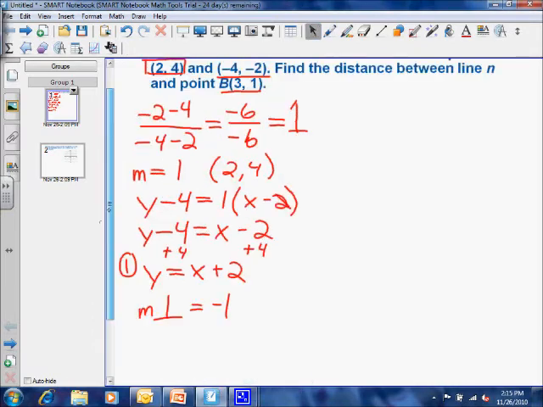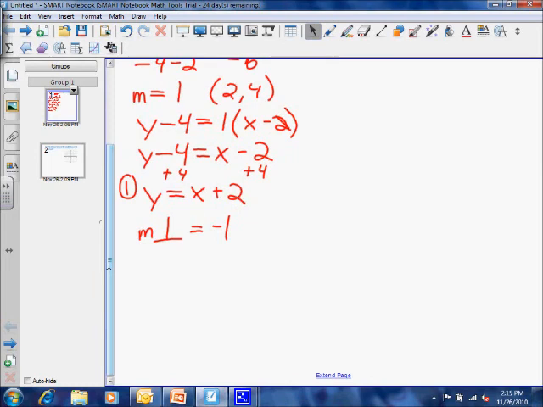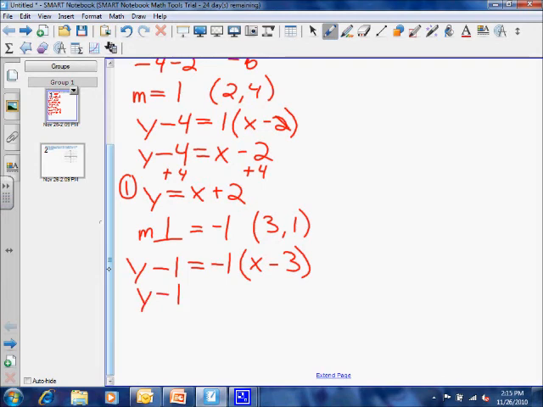If we go up here, again 3, 1 is our point from B, so I'll have 3, 1. Put in the point-slope form and solve. y minus 1 is equal to negative 1 times the quantity x minus 3. Distributing, y minus 1 is equal to negative x plus 3. When we add 1 to both sides, we have y is equal to negative x plus 4. And this is equation number 2.